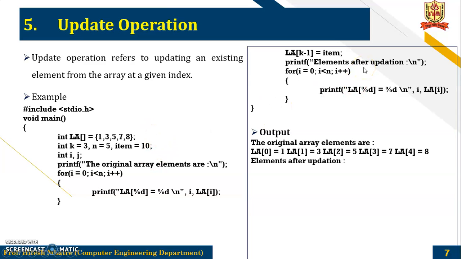Now after updation we can see LA of 0 is 1, LA of 1 is 3 and LA of 2 became 10. See here it was 5, which I have replaced, so I have updated that value. Then LA of 3 is as it is 7, LA of 4 is as it is 8. So this is how your update operation works.